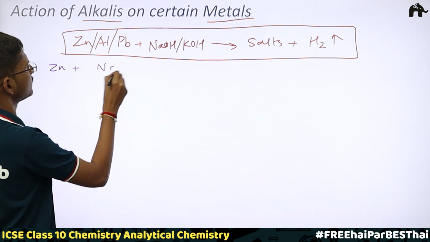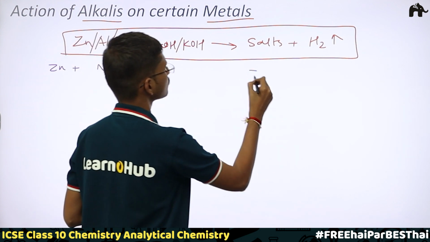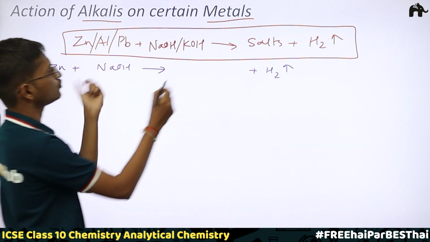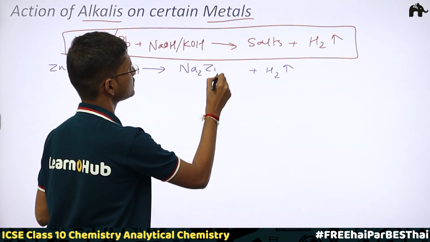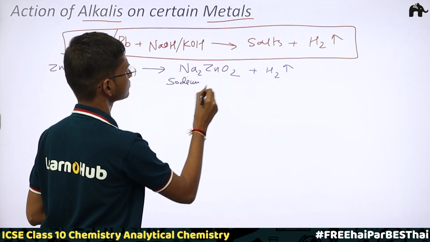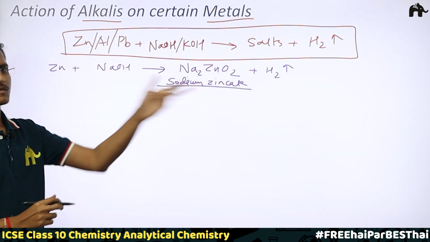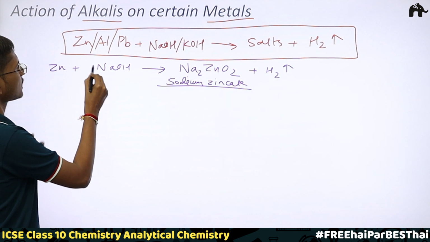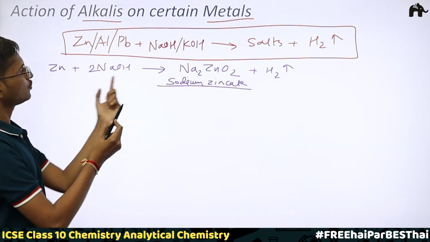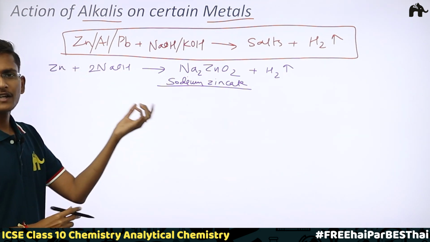Zinc's action on NaOH, what would it form? Salt and hydrogen gas. Hydrogen gas is released, and the salt it is going to form is Na2ZnO2, sodium zincate. Now we just have to balance the reaction. See, 2 Na, 1 zinc, 2 oxygens on one side, and 2 oxygen, 2 hydrogen on the other. It's balanced. In the same way you have to write the reaction for KOH.